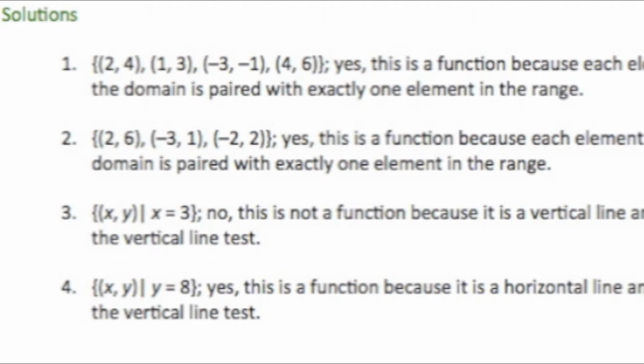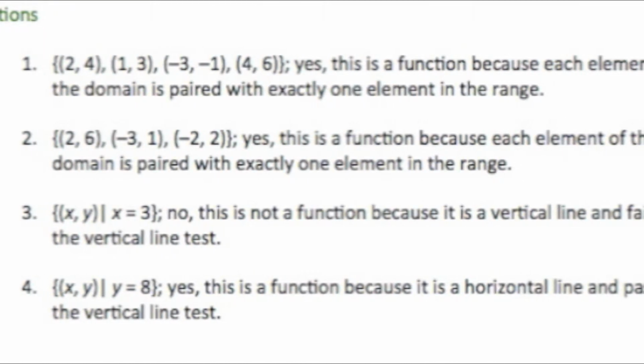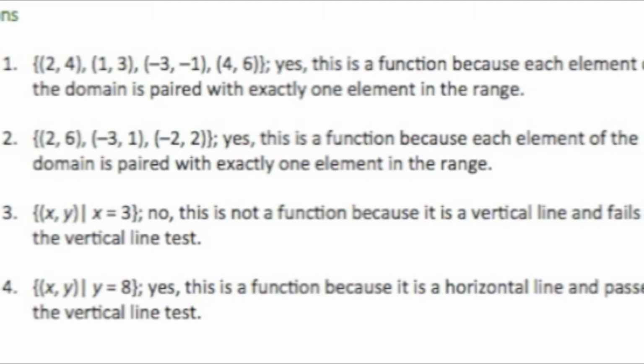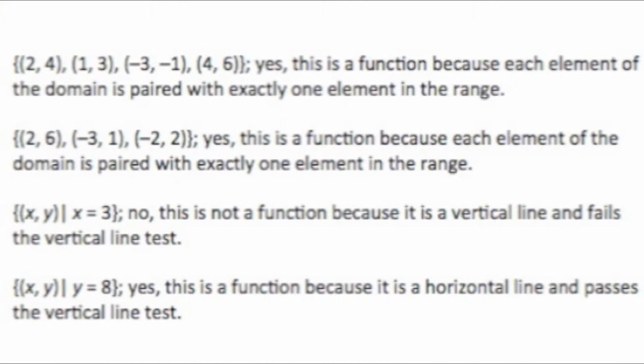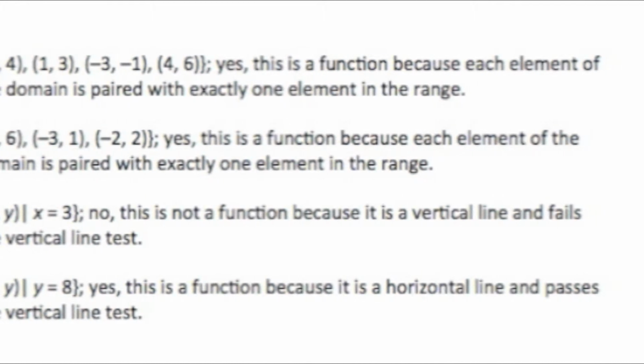So this is the answer for the first 4 problems. Going over number 1, 2, 4, 1, 3, -3, -1, 4, and 6 is a function because each element in the domain is paired with exactly one element in the range. So by the definition of a function, it's when the domain is paired with the range.